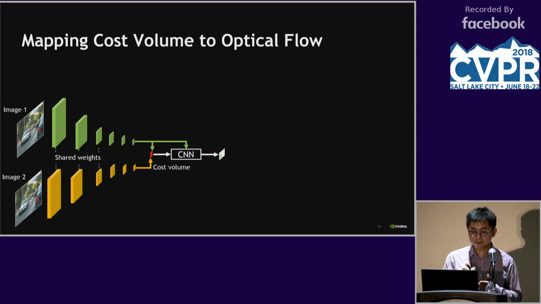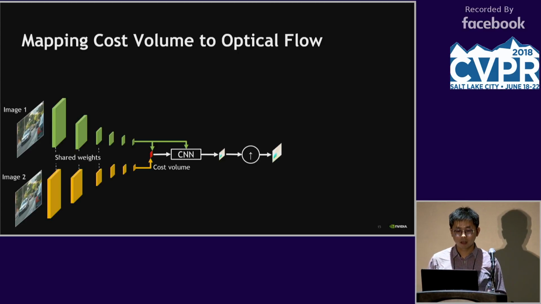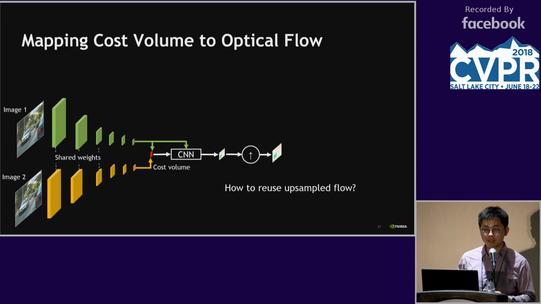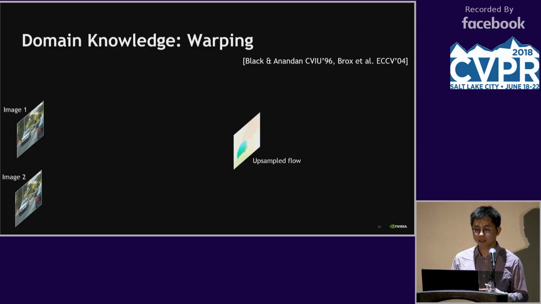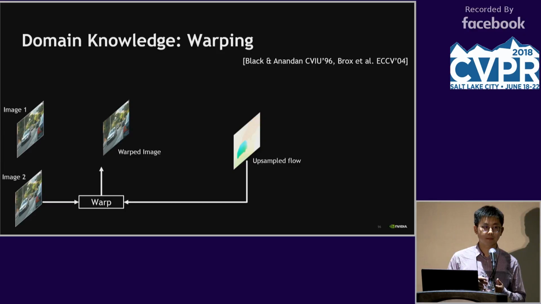And given the optical flow estimation at the current level, we can upsample and rescale it to the next level. Now the question is, how are we going to use this upsampled flow at the next level? So here comes another great principle from the literature called warping. I will use the image to explain the basic idea. So given the upsampled flow, we can warp the second image toward the first. This gives us the warped image.